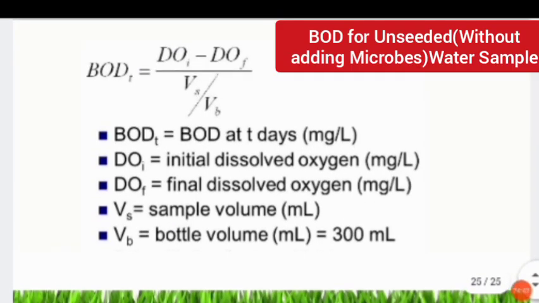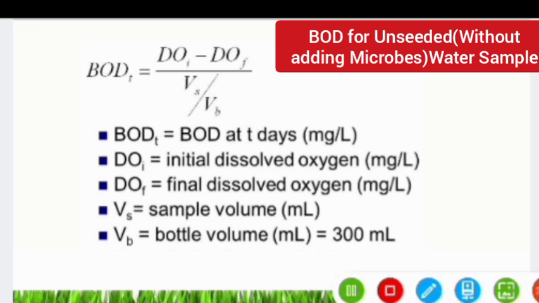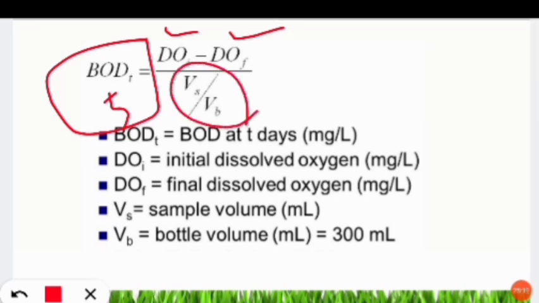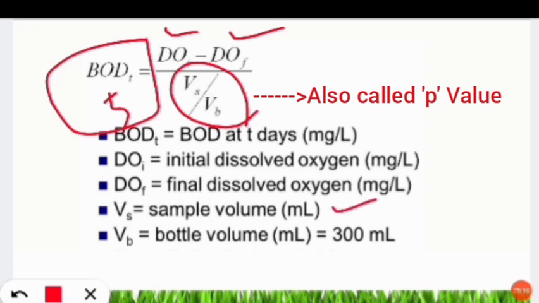Here it is also very simple. The formula is for BOD-T, but as we are taking 5 days of incubation, for us it will be BOD 5 days, which is standard. It will be dissolved oxygen initial, the DO before incubating, minus dissolved oxygen final, the DO after 5 days of the BOD bottle in which our sample is present, divided by VS by VB. It is the ratio, where VS means sample volume.